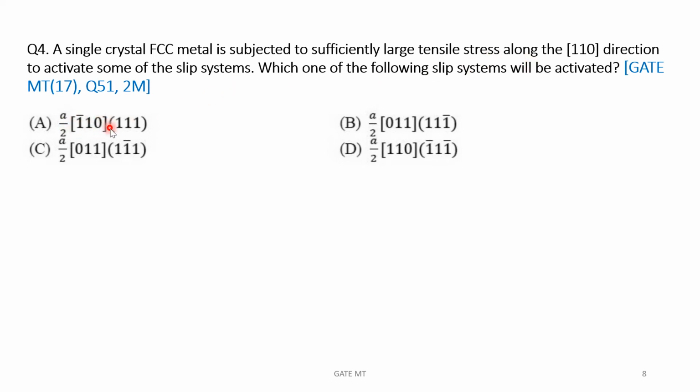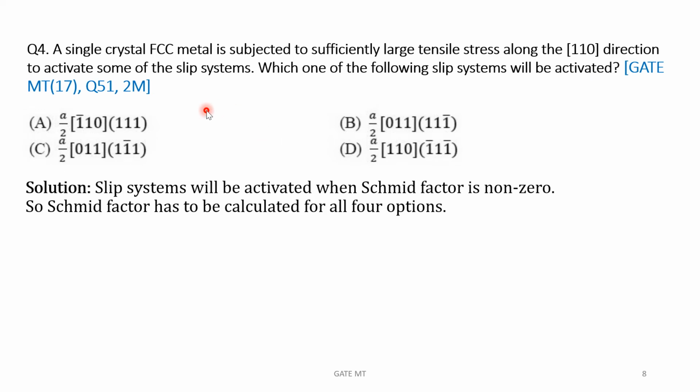Square brackets denote the direction and the round brackets give us the plane. So we have to find out some particular value related to each of these planes to decide whether the slip systems will be activated or not. So what are those values? Slip systems will be activated when the Schmid factor is non-zero. So the Schmid factor has to be calculated for all the 4 options. So what is this Schmid factor?